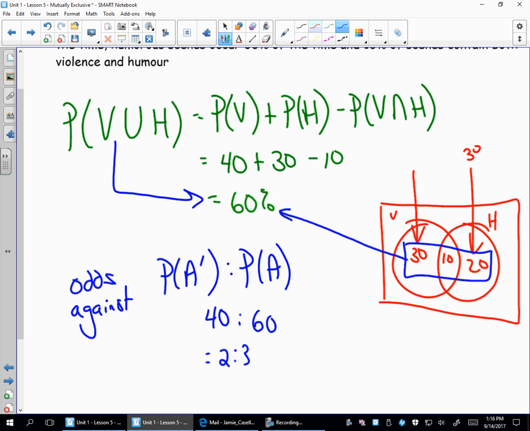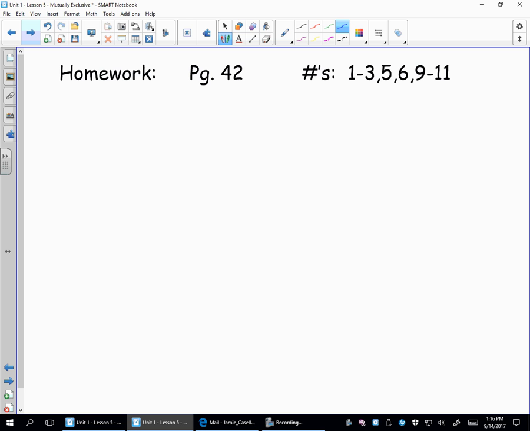Mutually exclusive. Can they happen at the same time or not? Now, notice we spent most of our time dealing with non-mutually exclusive, things that have an overlap, because they're slightly more complicated. If they don't have an overlap, just add up the two different situations. And that's all you have to do.